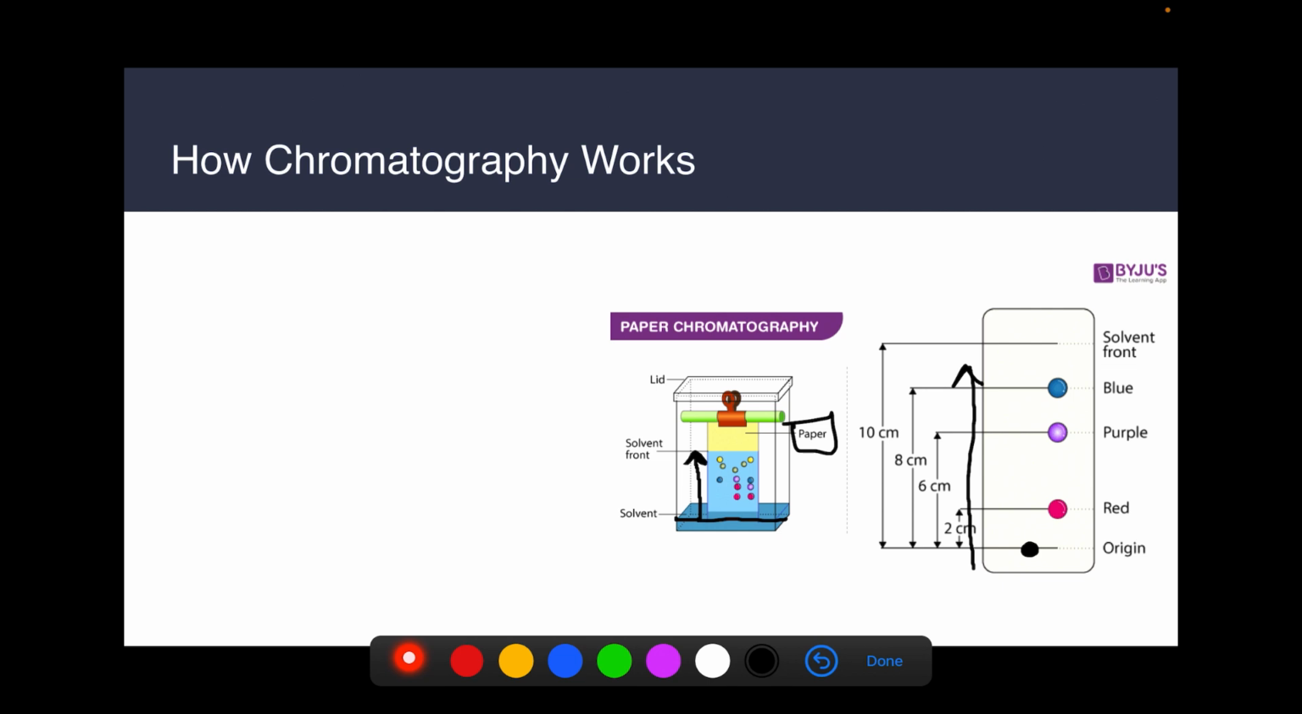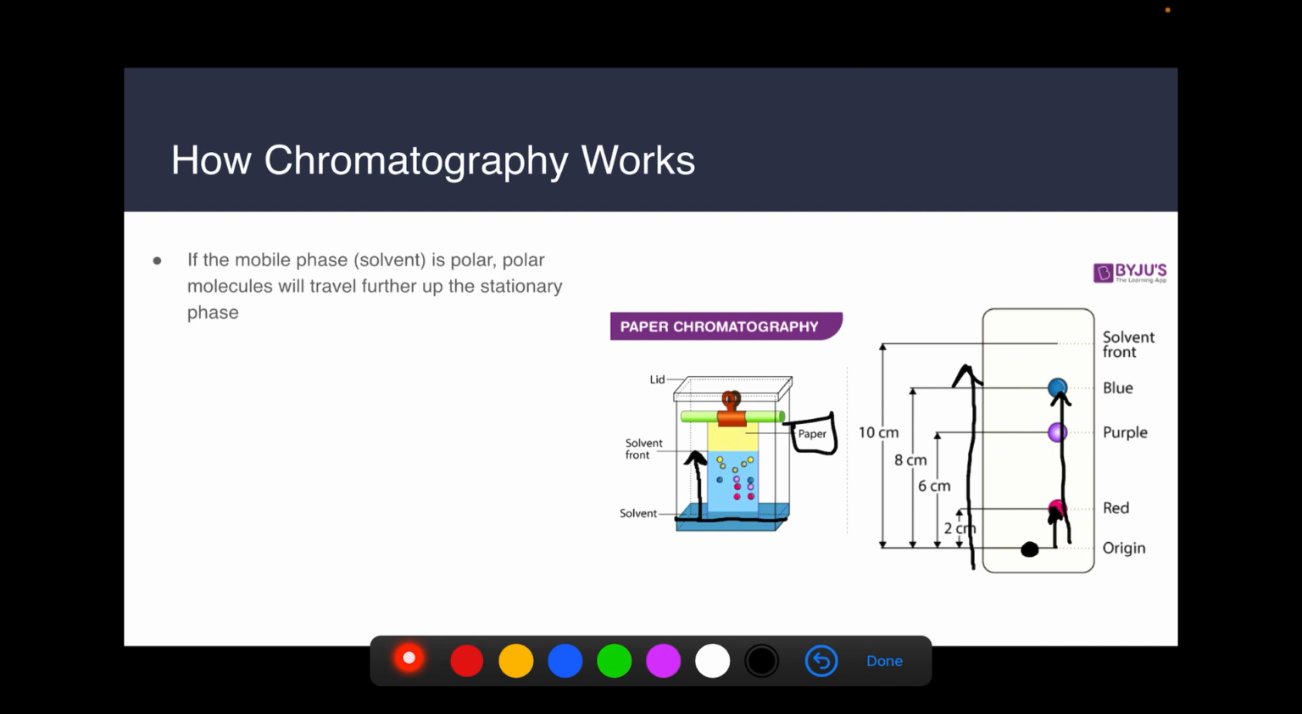Depending on what the components are more attracted to, that will determine how far it moves up the paper. Components that don't move very far, like this red component here, were more attracted to the paper than to the solvent. They were not very attracted to the mobile phase, so they didn't move very far. This blue dot, on the other hand, moved really far. This tells us it was much more attracted to the mobile phase than it was the stationary phase.